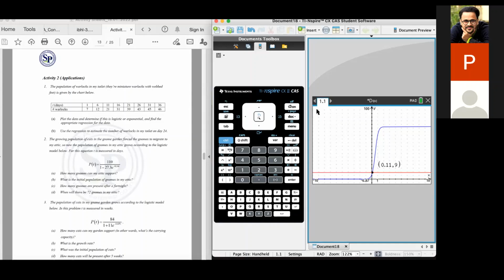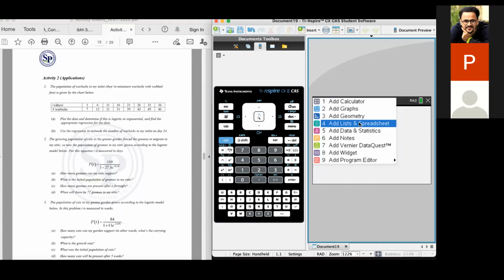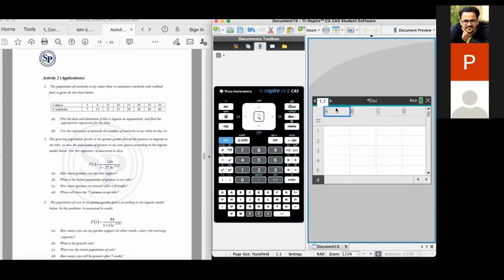One of the questions I have taken here, when the data is given and how we can model the logistic function. So that I will quickly show you. So new list and spreadsheet. This is time, and here is var log. So I will take as a variable. Then we need to store the values here, 1, 6, 11, 16, 21, 26, 31, 36. Seven, 12, 21, 31, 39, 43, 45, and 46.